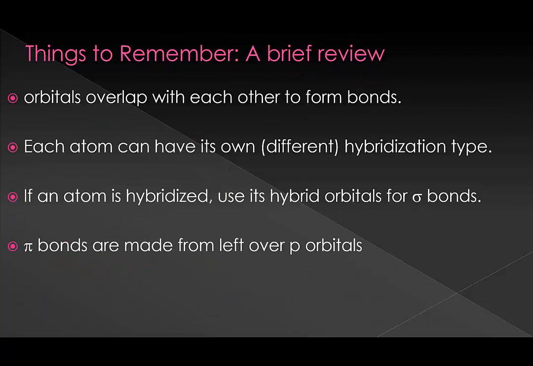Now a quick recap. I know we don't normally do these mid-video, but we're going to start going a little bit quicker, so I just want to remind you of really important things to remember. Orbitals overlap with each other to form bonds. When we're talking about valence bond theory, we're overlapping one orbital from each atom. Each atom will have its own, possibly different, hybridization type. If an atom is hybridized, use its hybrid orbitals for the sigma bonds, and use the leftover p orbitals for the pi bonds. So keep that in mind as we walk through our next parts.